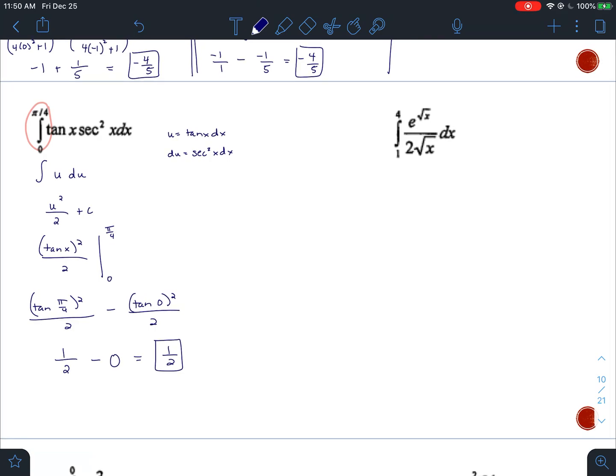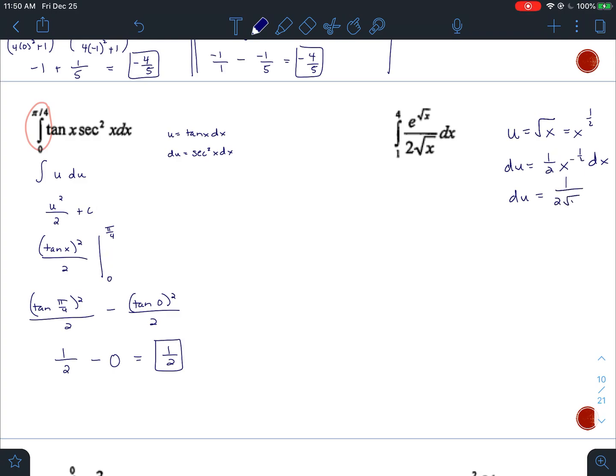All right, let's look at the next one. We've got an e with the weird exponent, so we're probably going to make u be the weird exponent. So u is going to be the square root of x, which is the same thing as x to the 1/2 power. So du would be the derivative of that, which would be 1/2 x to the -1/2 dx. I'm going to rewrite that.